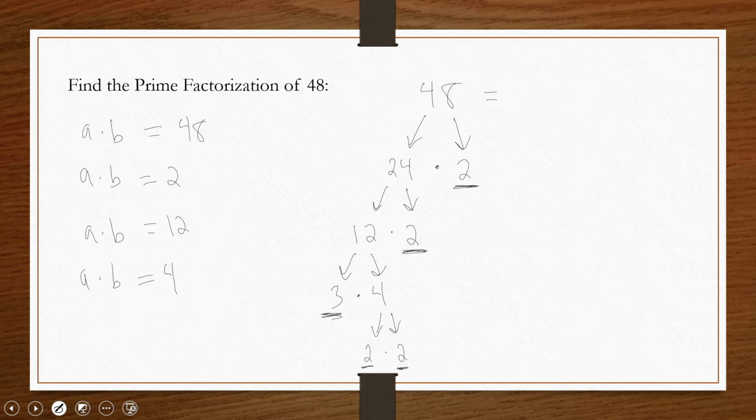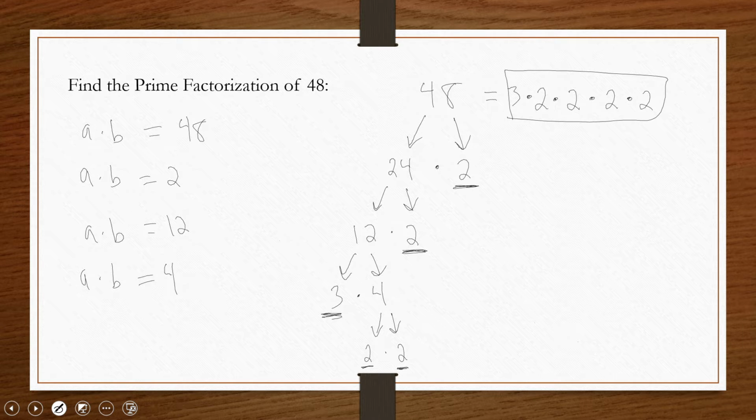So my first digit is going to be 3 times 2 times another 2 times 2 again, and our last one, right? So this is the prime factorization of 48.